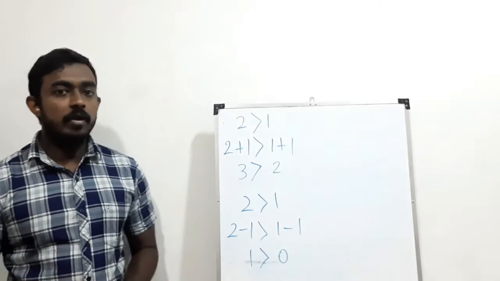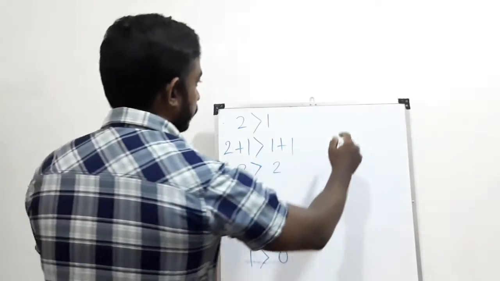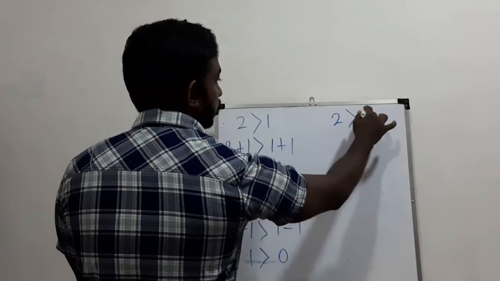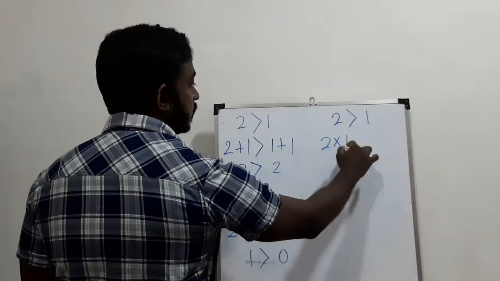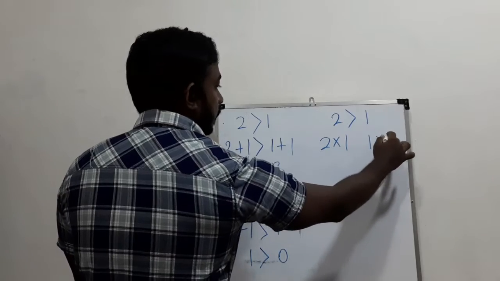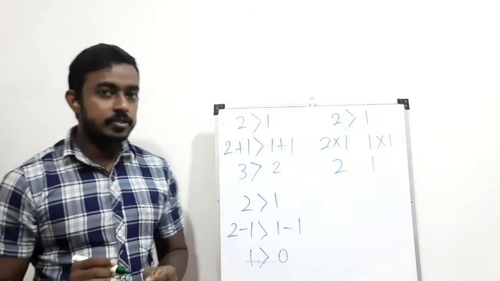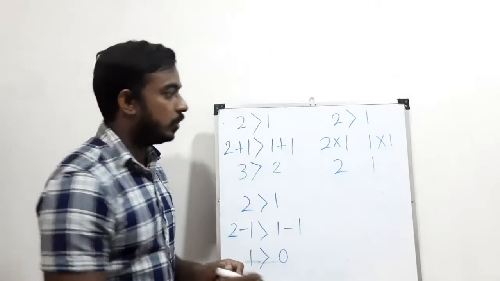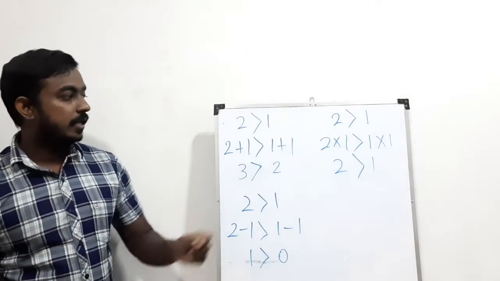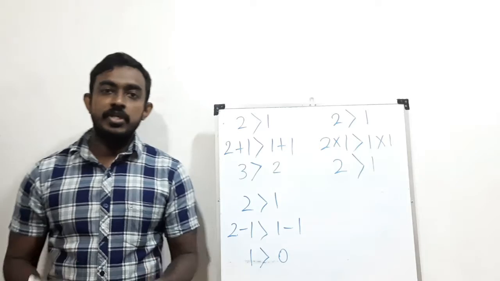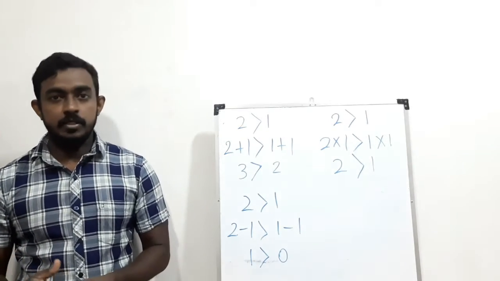Okay, let us see when we multiply and divide what would happen to the inequality mark. Now, if I multiply both sides by a positive integer 1, then what would happen? It will be 2 and 1. Does the inequality mark change? No. Therefore, we can say that the inequality mark does not change when we multiply an inequality by a positive integer.